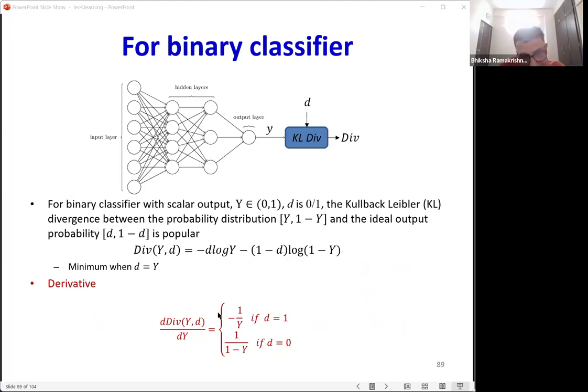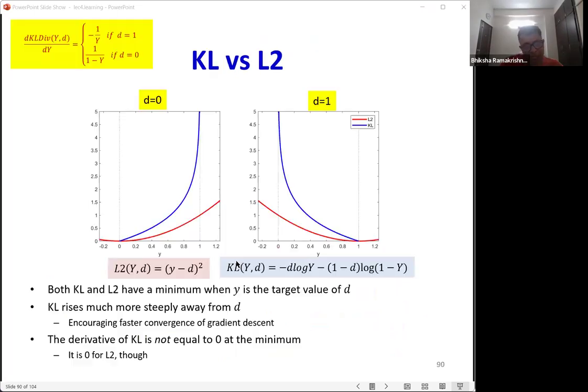Now, this has an interesting characteristic. If you look at the derivative, the derivative is minus 1 over y and minus 1 over 1 minus y. So here's the thing. I could have very well used the Euclidean distance between y and d. The Euclidean distance is the red curve. But the Euclidean distance doesn't penalize me infinitely for being completely wrong. Whereas the KL divergence penalizes me infinitely for being completely wrong. It's going to be 0 when you're perfectly right and infinite when you're perfectly wrong, regardless of whether d is 0 or d is 1, right?